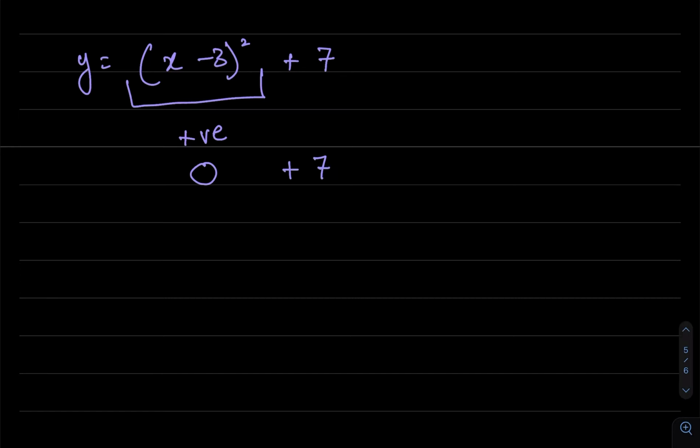Let's take a look at another example. We've got y equals x minus 3 squared plus 7. Okay, well, now again, as you guys can see, this is a square again, and this is going to be a positive value. So it's going to be either 0 or greater than 0, right? So if we take it to be 0, the smallest possible value of y that we can get is going to be 7. And so the range is going to be y is greater than or equal to 7. It's as simple as that.